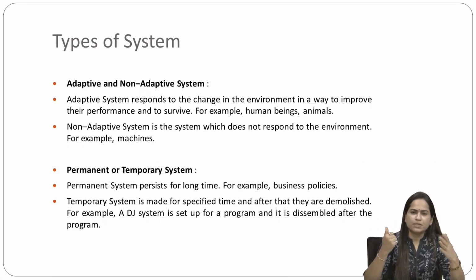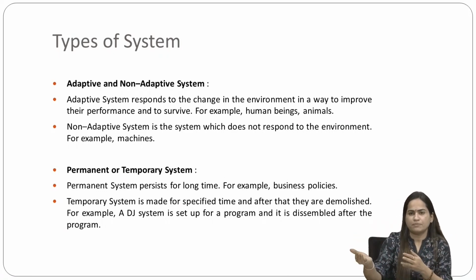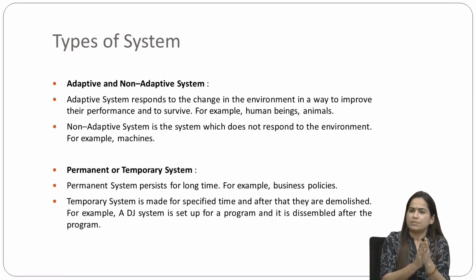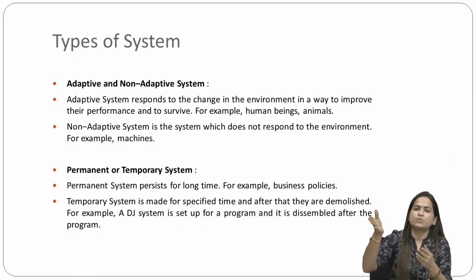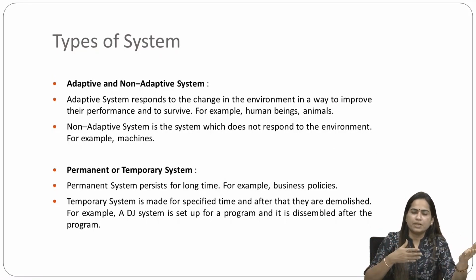When we talk about human beings and animals, if they get any response or any action from the environment, then they can respond to it. But at the same time, a machine cannot directly respond to that change. So this is what we have in adaptive and non-adaptive systems.